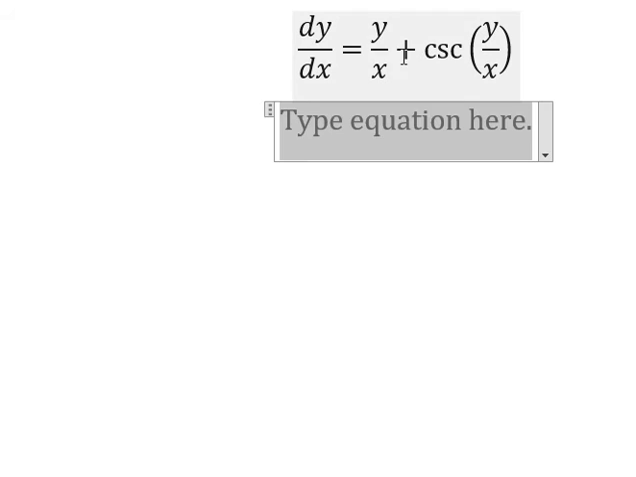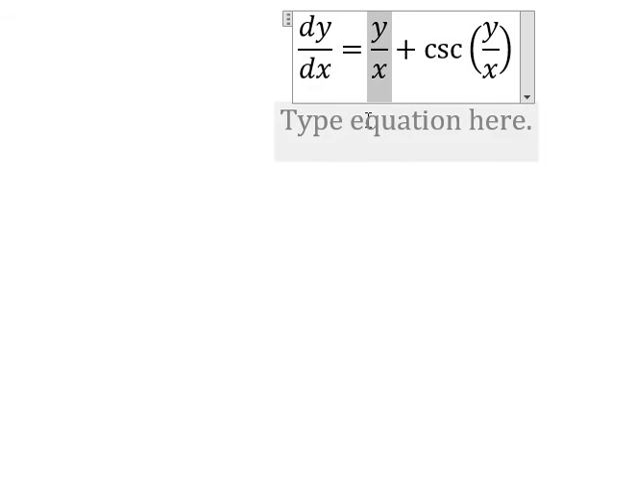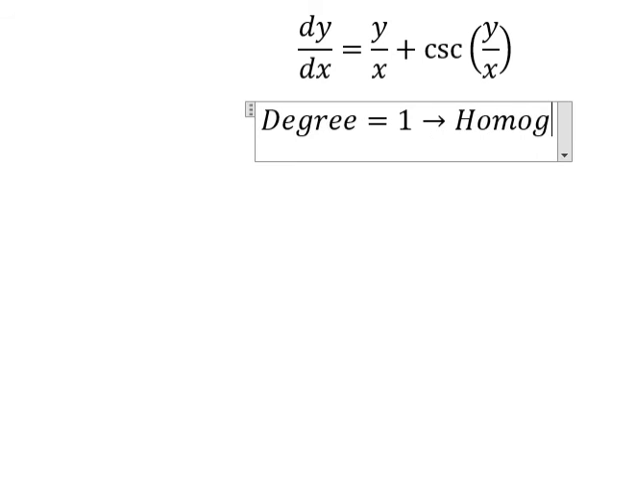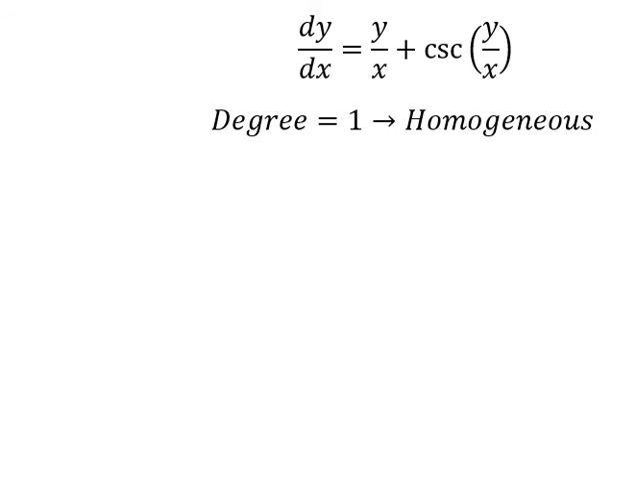We know that y over x are degree number 1, so this is homogeneous. So I will put y equal to vx.